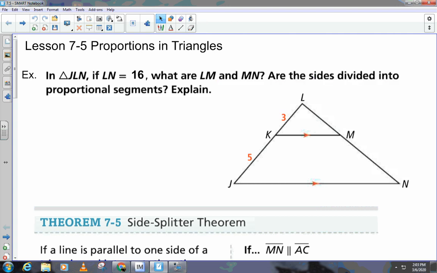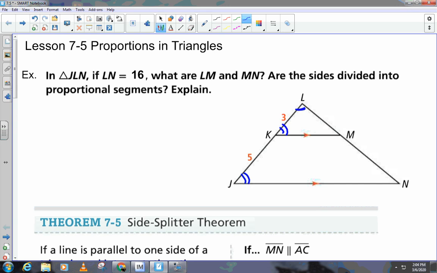Okay, so we're talking about different proportions that occur in triangles and how to set them up. We learned previously that these two triangles are similar. If we look at this little one and this big one, they're similar by angle, because they both share this angle L. Since these lines are parallel, this angle here and this angle here are corresponding. So this triangle KLM and the big triangle JLN are similar to each other.